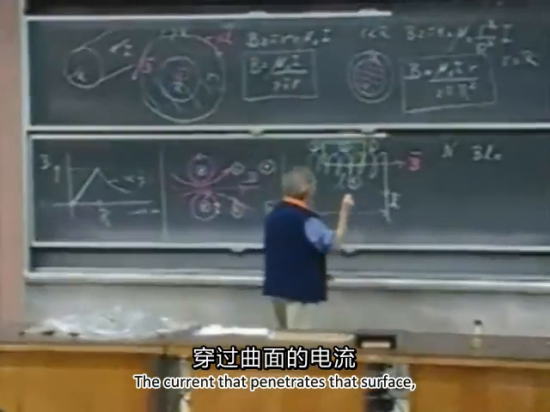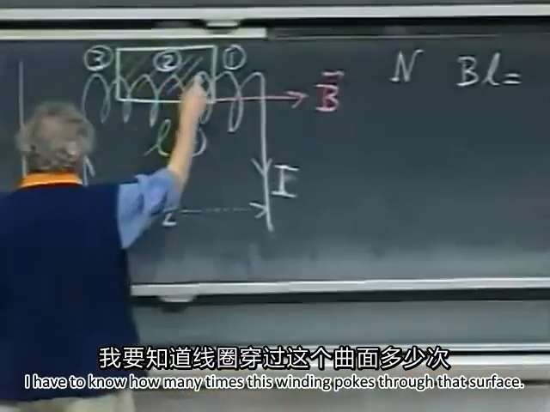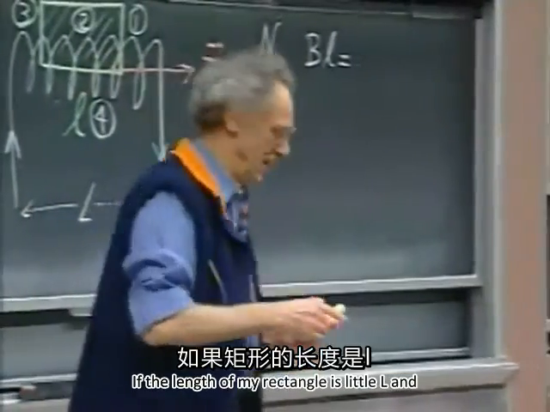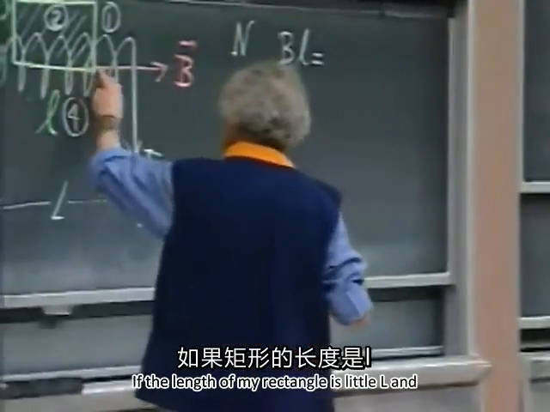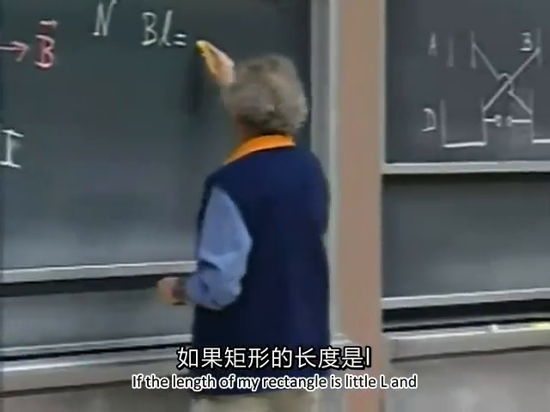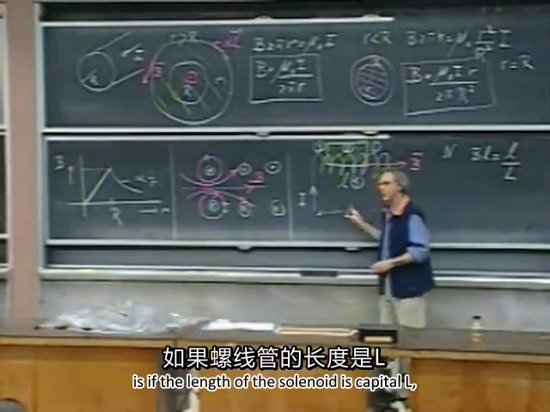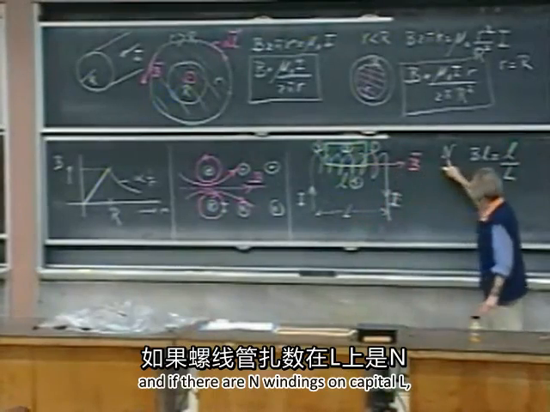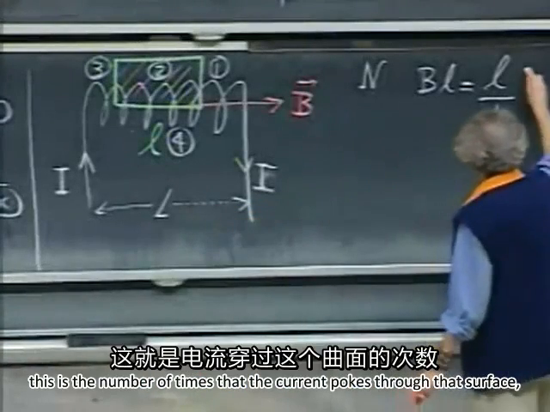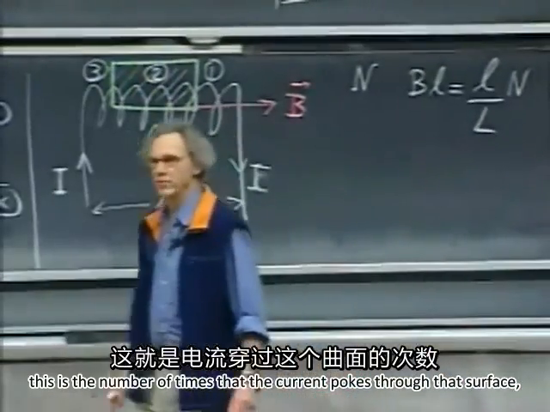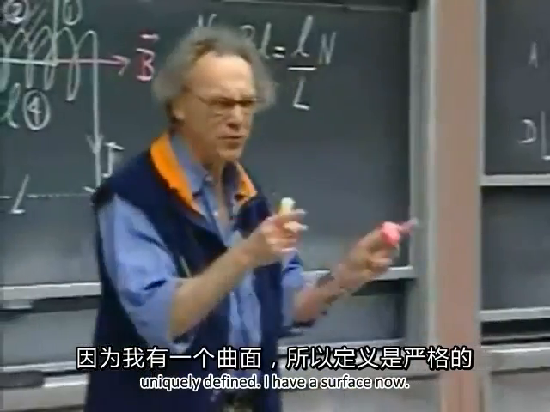The current that penetrates that surface: I have to know how many times this winding pokes through that surface. If the length of my rectangle is little l, and if the length of the solenoid is capital L, and if there are n windings on capital L, this is the number of times that the current pokes through that surface. Uniquely defined. I have a surface now.